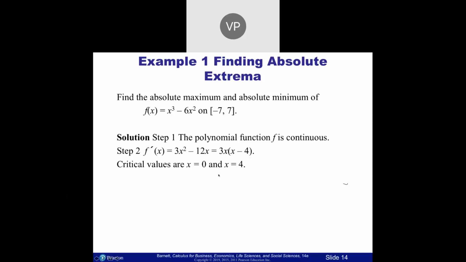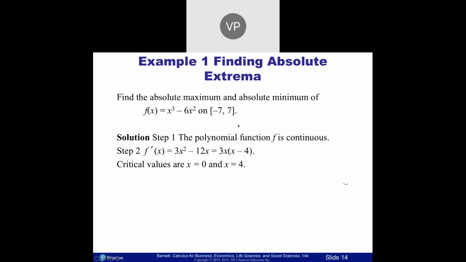Now, at this point, just make sure that for your critical values, you only care about the ones inside the interval. So 0 is in between -7 and 7. 4 is in between -7 and 7. Therefore, we're okay. They're both good. Now, let's just say, for example, this was a 14. If it's outside of there, you just ignore it. You don't care about any critical values outside of this because this is all you're testing.